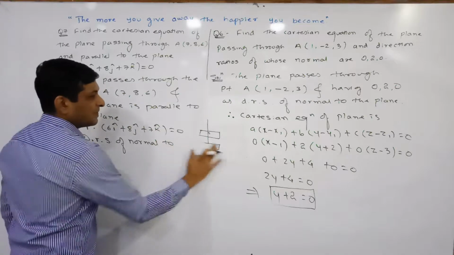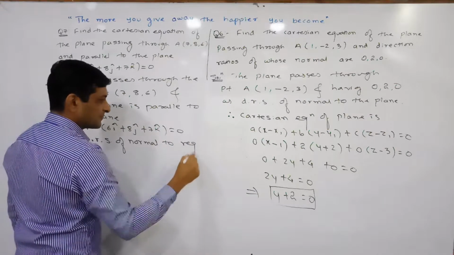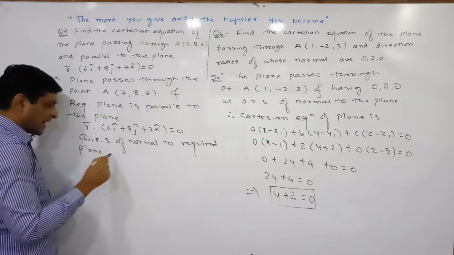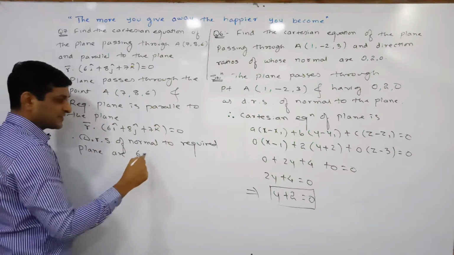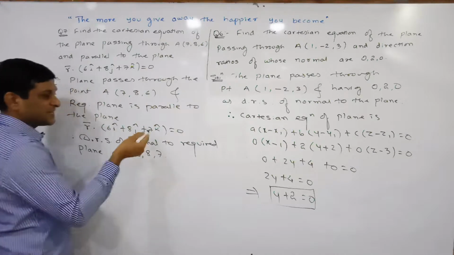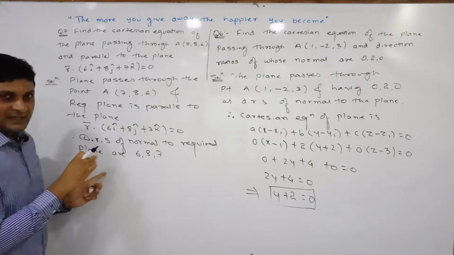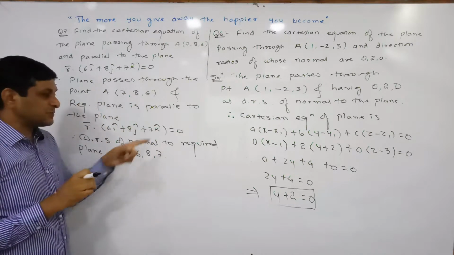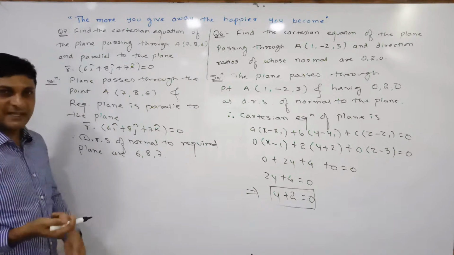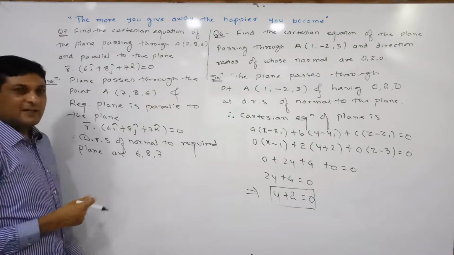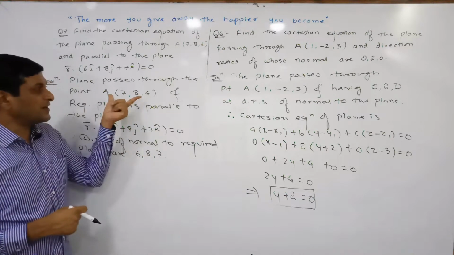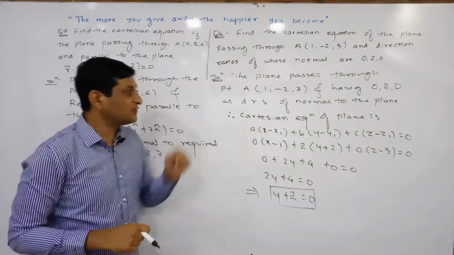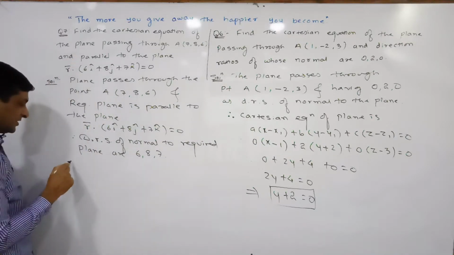So we can say that the direction ratios of the normal to the required plane are 6, 8, 7. These are the direction ratios of the given plane, and that's why the direction ratios of the required plane, which is parallel to this plane, are also 6, 8, 7. Now once the direction ratios are known and the coordinates of the point are given, we can find the equation of the plane applying the same formula, because here also we have to find the Cartesian equation.